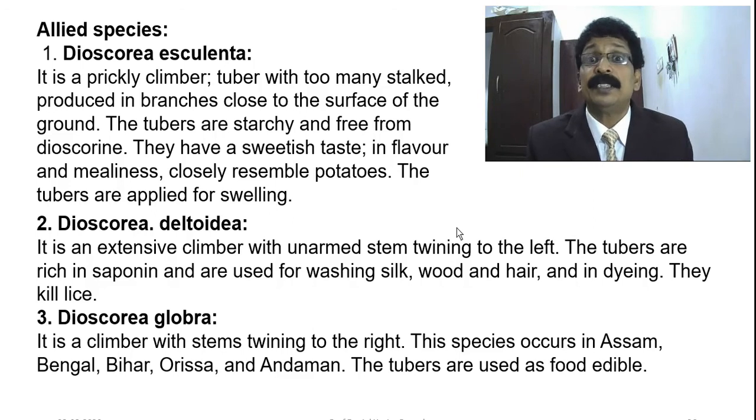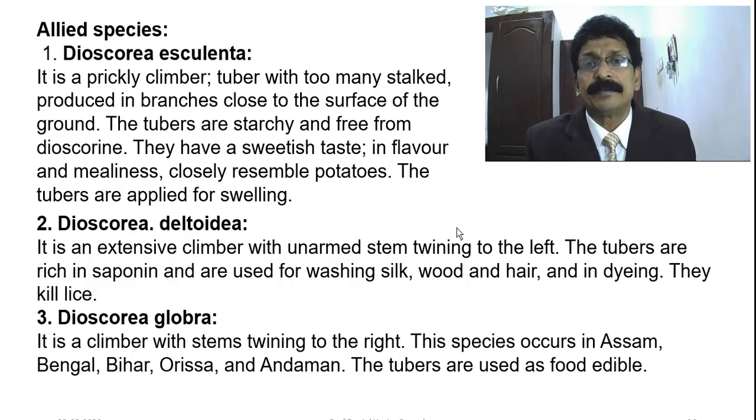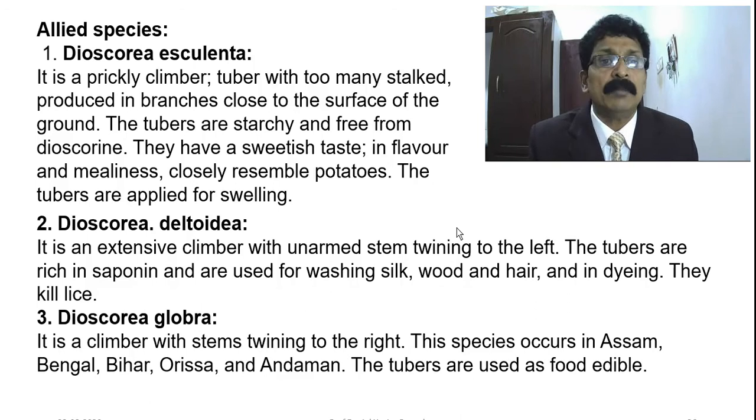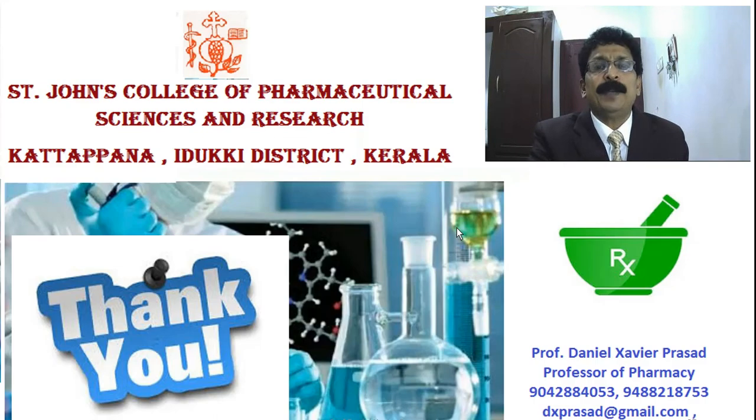They can be used where there are many lice in the hair of a human being, or even for animals, where lice cause many issues. Thus it can be removed by means of Dioscorea deltoidea. And Dioscorea glabra is a climber with the stem twining to the right. That one is left and this is right. This species occurs in Assam, Bengal, Bihar, Orissa and Andaman. The tubers are used as edible food, usually this Dioscorea glabra. So we have seen some allied species for this Dioscorea.